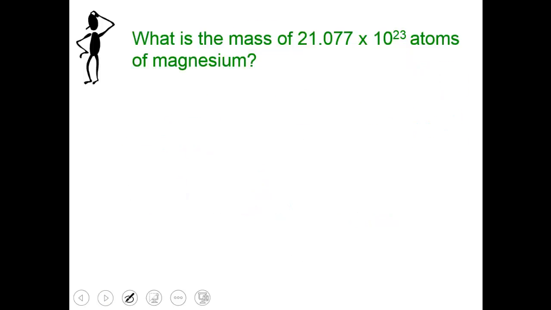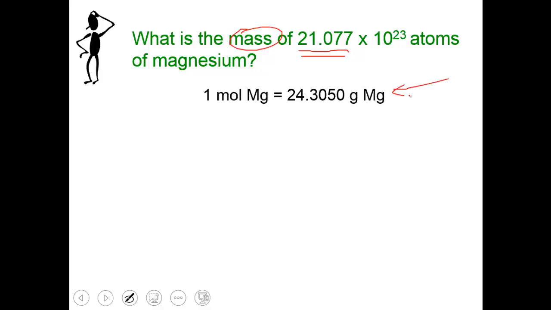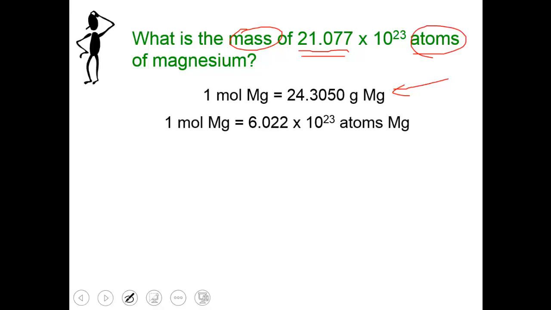What is the mass of this many number of atoms of magnesium? Now, please note, this is not in proper scientific notation, so do not blame me. I took this right out of a textbook. I'm going to write down my conversion factors. Whenever they ask about mass, I'm going to use molar mass, hopefully. Whenever they talk about atoms of something, I'm going to write down Avogadro's number.